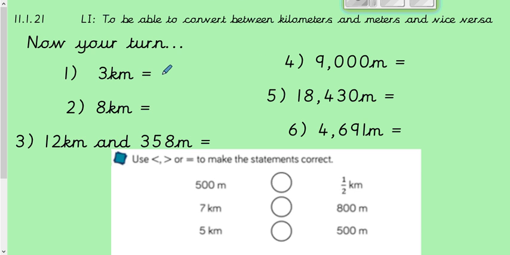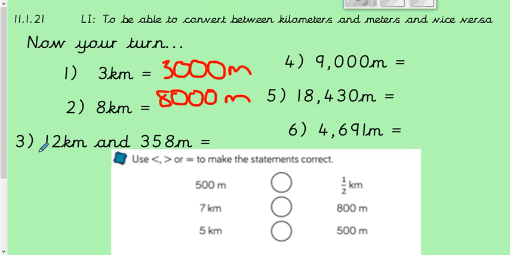Hopefully you managed to go through those questions. We'll go through the answers now, so then you can self-mark it and check you've got them correct and you have a good understanding of what we're doing. So 3 kilometers would be 3,000 meters. It might take me a while to write these. Like I said, I'm using a mouse, so it's quite hard. And it won't be my neatest writing. 8 kilometers would be 8,000 meters.